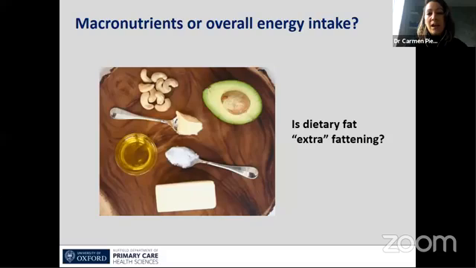And it's also like adding extra palatability to the food. So foods that are high in fat are also highly palatable, so are more likely to be eaten in bigger amounts. So there are reasons to think that fat is extra fattening.